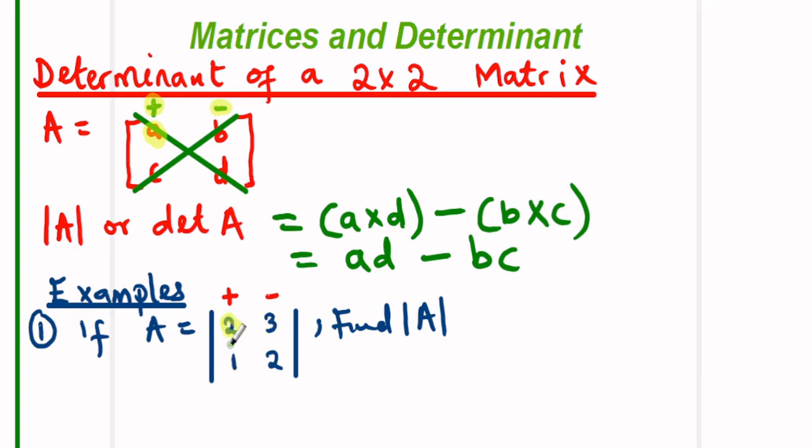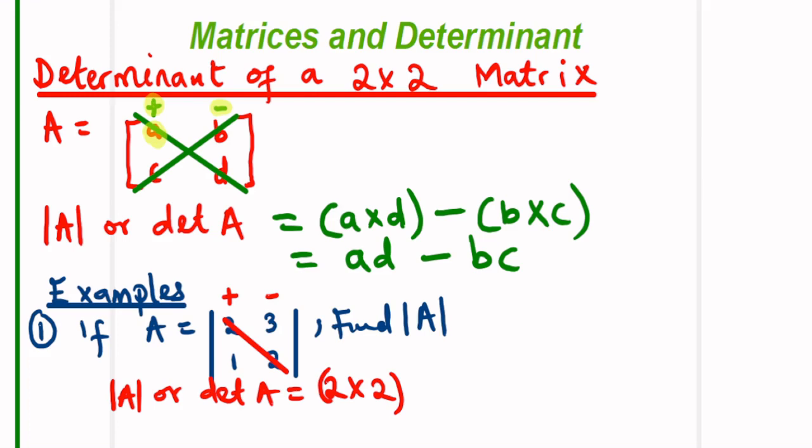So we're going to multiply number 2 with a diagonal. The diagonal here is going to be 2 times 2. We're going to take that first. So the determinant of A, we can denote it as this, or we can say DETA. The determinant of A is going to be the first product of the diagonal, 2 times 2.